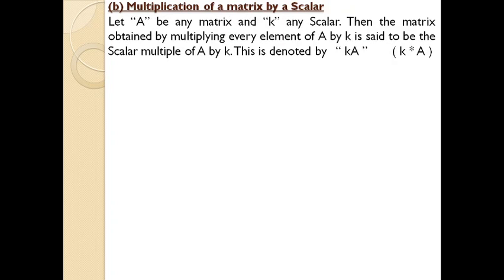And multiplication of a matrix by a scalar means, let A be a matrix and K be a scalar. Then the matrix obtained by multiplying every element of A by K is said to be the scalar multiple of A by K. This is denoted by K into A, otherwise known as KA. We will discuss in detail the concept of multiplication of a matrix by a scalar through a practical example.